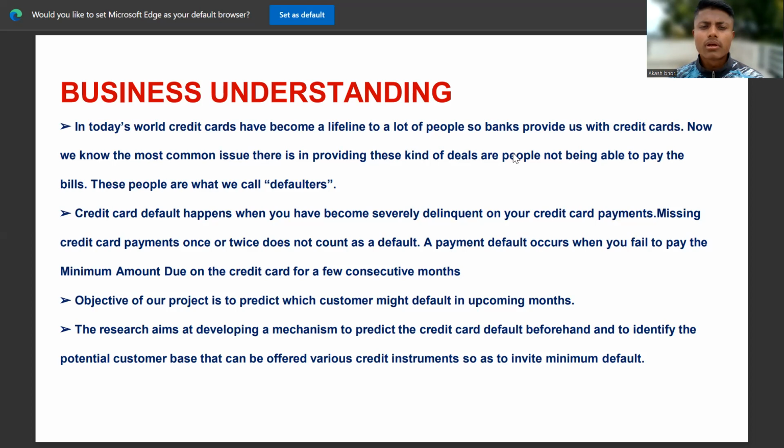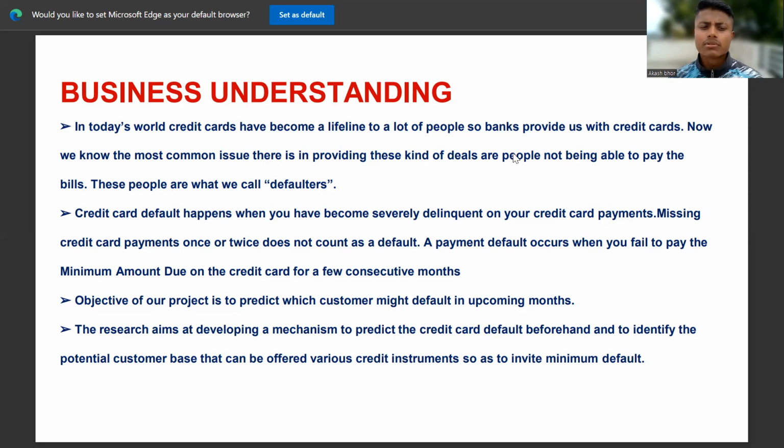Credit card default happens when you have become severely delinquent on your credit card payments. Missing credit card payments once or twice does not count as a default. A payment default occurs when you fail to pay the minimum amount due on the credit card for a few consecutive months. The objective of our project is to predict which customers might default in upcoming months.